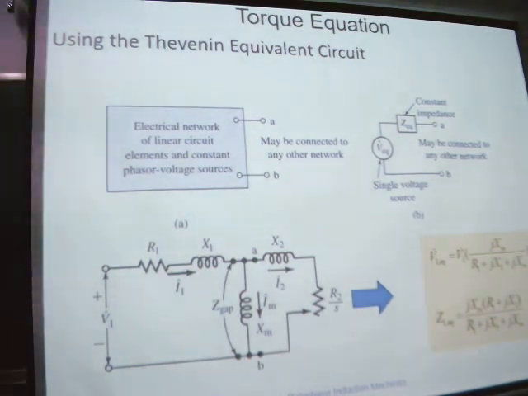So the impedance is calculated this way, and the voltage is what we see from A and B. The equivalent voltage is just the voltage across A and B. So it's just like a voltage divider. The equivalent voltage is determined by this expression.